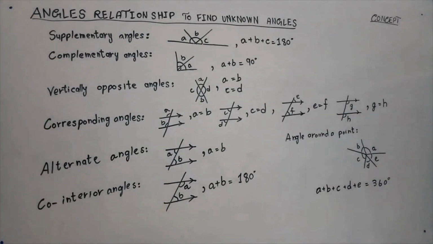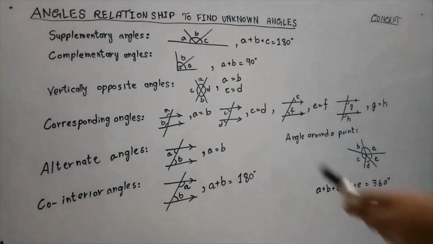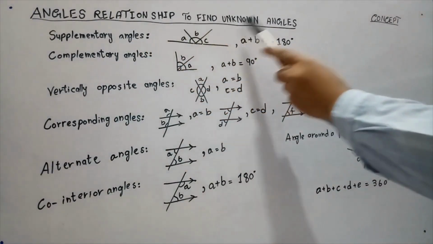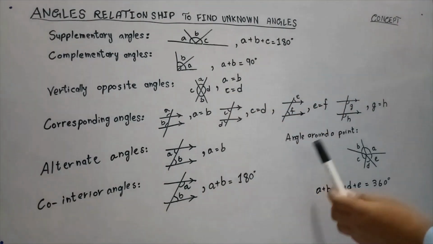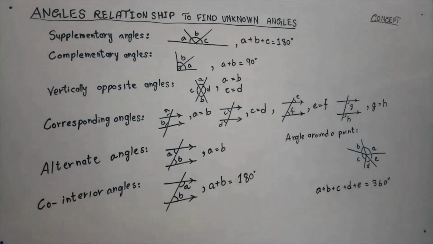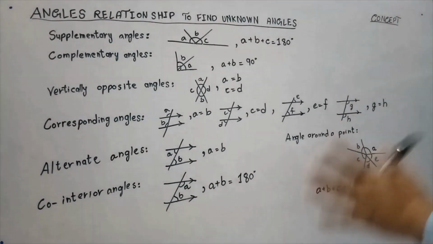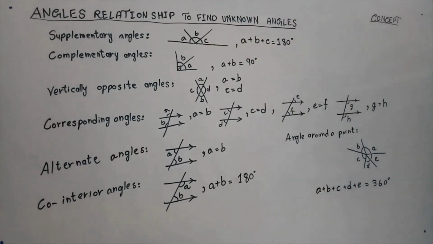Hey guys, what's up? The topic of this video is angle relationships to find unknown values. In this, we will not use any tool or protractor, but we will use the relationships of angles and some facts of angles to find the unknown angles. Here I have written different relationships of angles. By using these relationships, we will find the unknown angles.